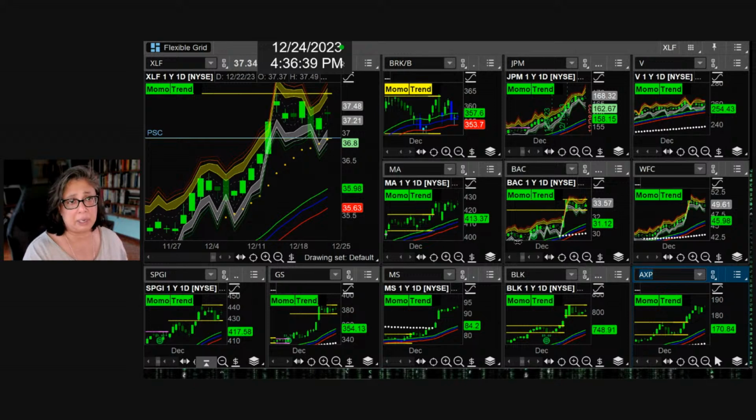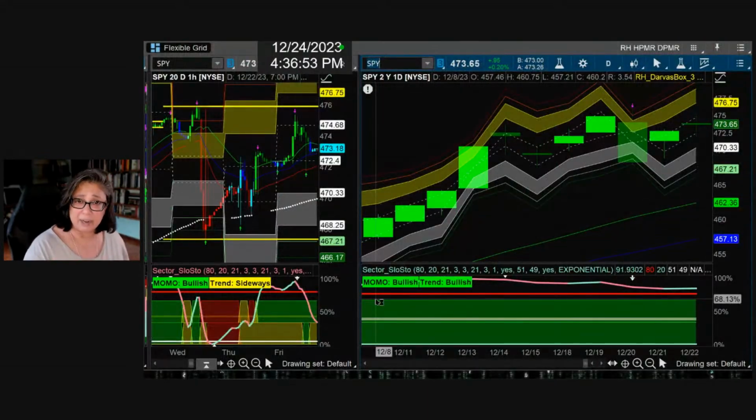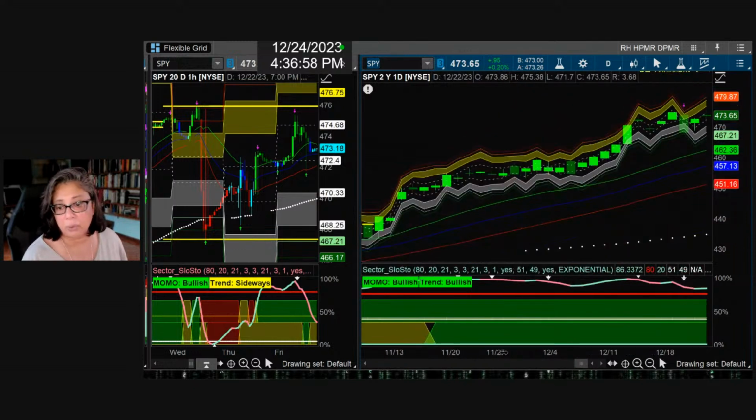JP Morgan's always going to be up there. Visa, MasterCard, Bank of America, Wells, those are always going to be in the top part of the weighting. So once I understand what the structure is, and I've automated the way I identify the momentum and the trend, it's super easy. I don't have to get cutesy about anything. I can just take a look at a few factors on the chart and say, I like this, I like this, I like this. Is it above the 200?